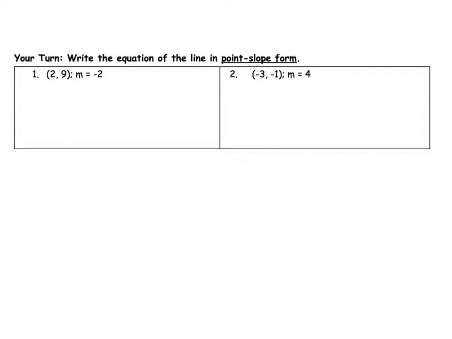All right, we know point-slope form, because we have to write an equation of the line, is y minus y1 is equal to m times x minus x1. We know our slope for our first problem is -2. So that's going to go where m is, because m is our slope. And for the second question, our slope is 4, so that's where m is going to go.